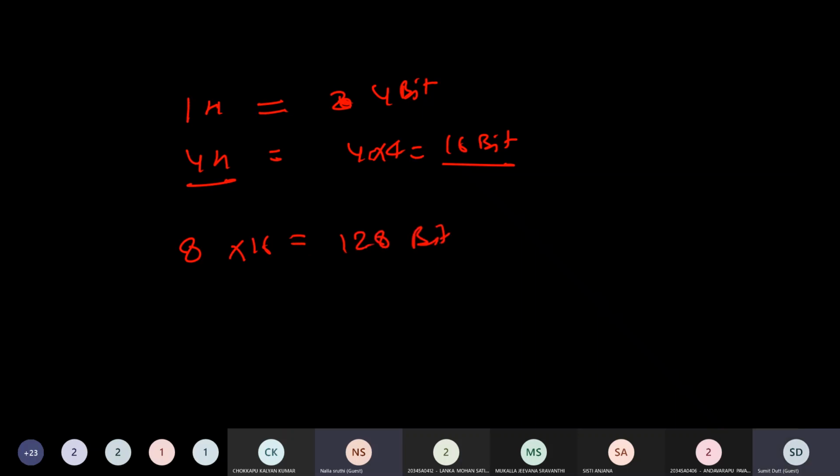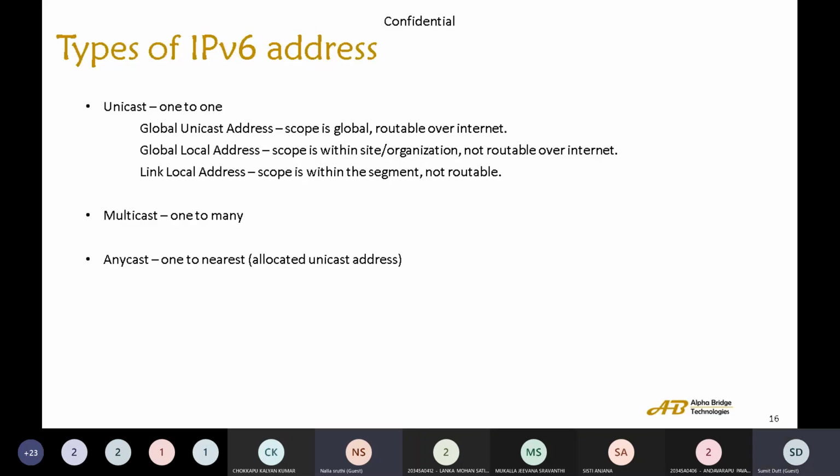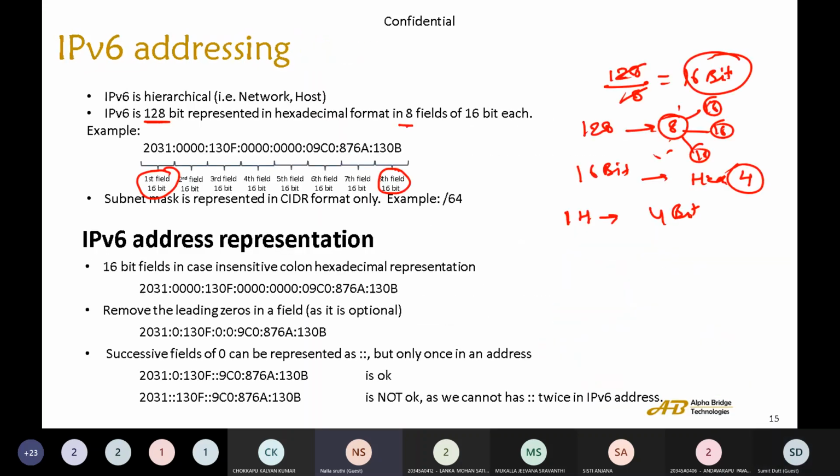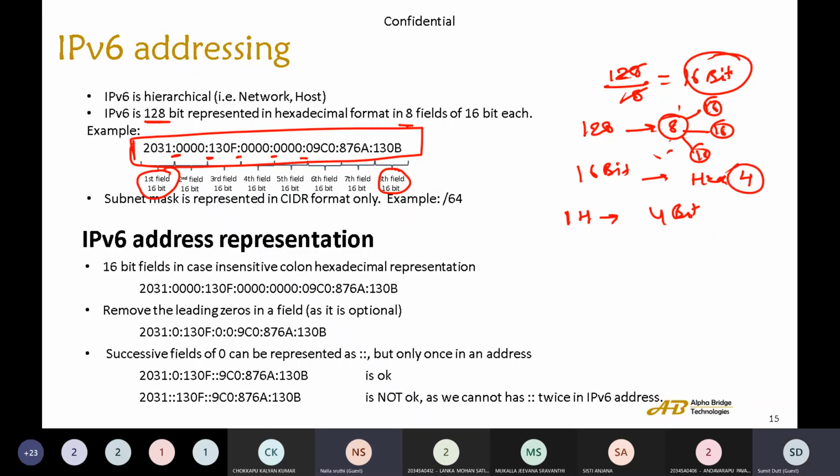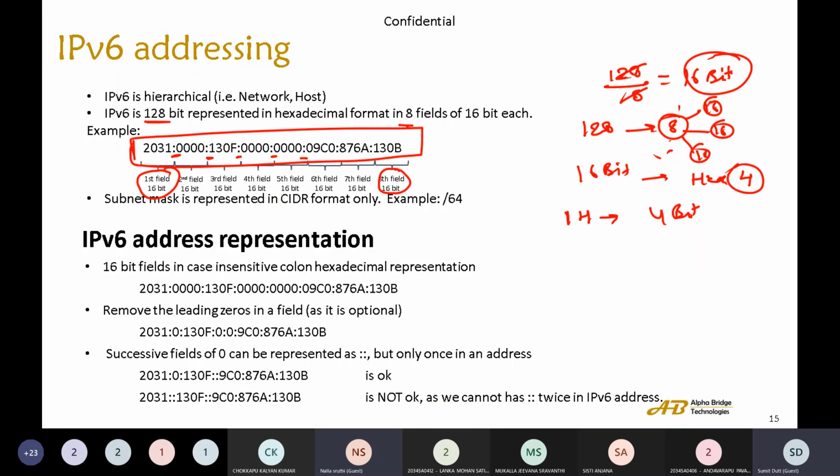Right. As we already saw, the separator is a colon this time instead of a dot. So in IPv6, every field is separated by a colon. This is one example of IPv6. Now, there are some rules to read an IPv6 address. There are 3 rules basically. What is the first rule?